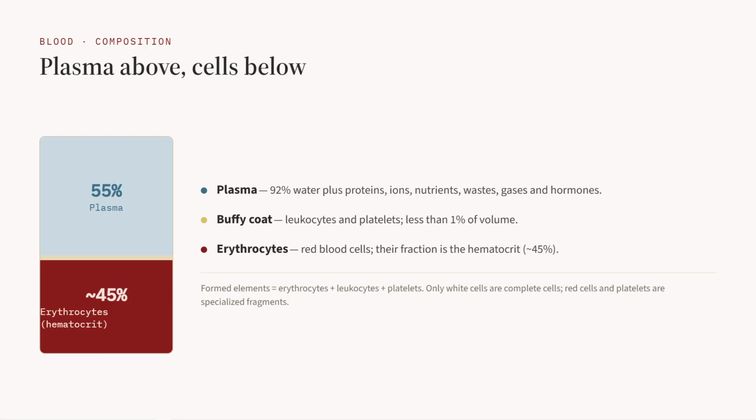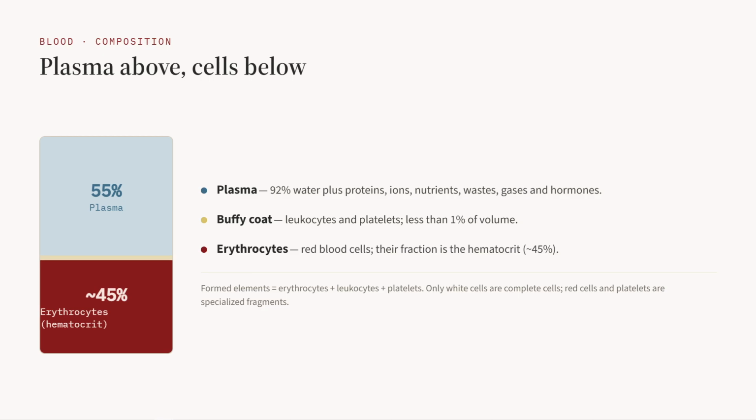If you spin a tube of blood in a centrifuge, it separates by density into 3 layers. On top, just over half the volume, about 55%, is plasma, the straw-colored fluid. At the very bottom, around 45%, are the red blood cells. That percentage has a name: the hematocrit. And squeezed in between is a thin layer, less than 1%, called the buffy coat. That's your white blood cells and platelets. Together, the red cells, white cells, and platelets are the formed elements.